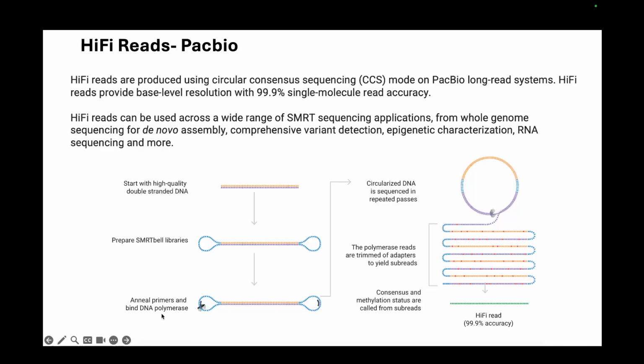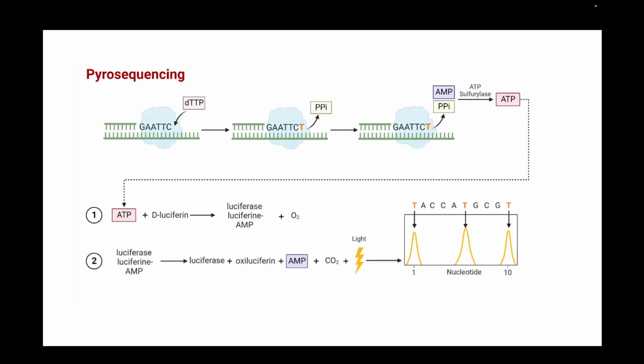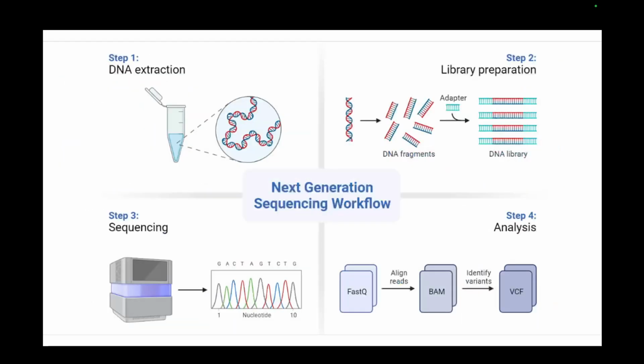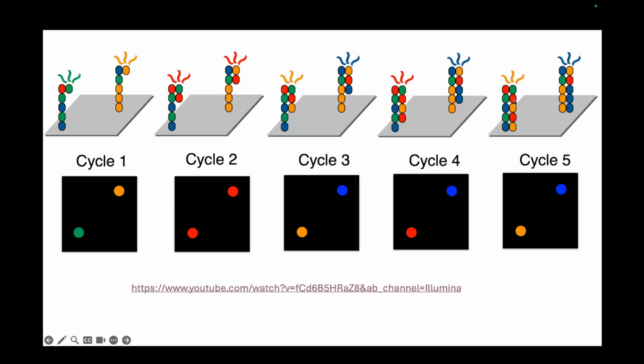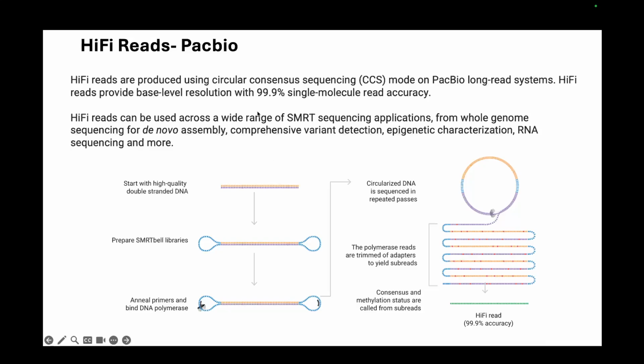So the idea is you start with a high quality double stranded DNA. This is made circular on both ends, which helps you build the library for the SMRT sequencing process. As you remember, before I started talking about this, we talked about library preparation, how you fragment the DNA and add adapter sequences on two ends to get this library. This library preparation is slightly different in the case of SMRT and Hi-Fi reads.